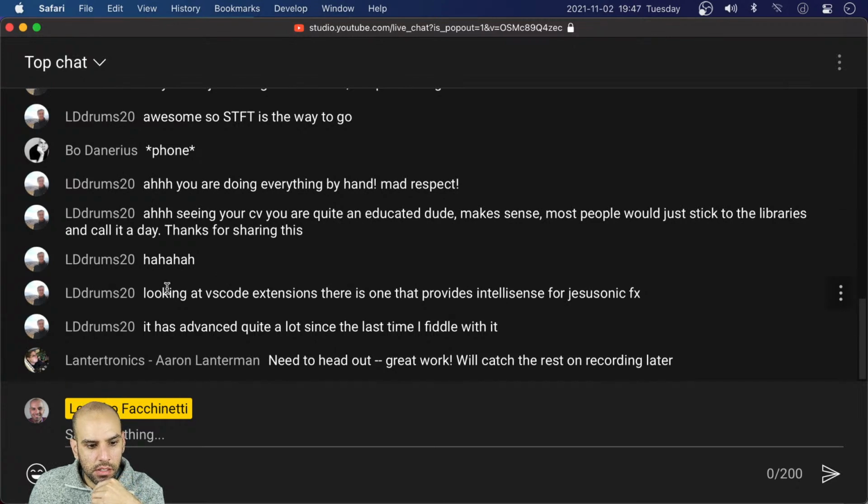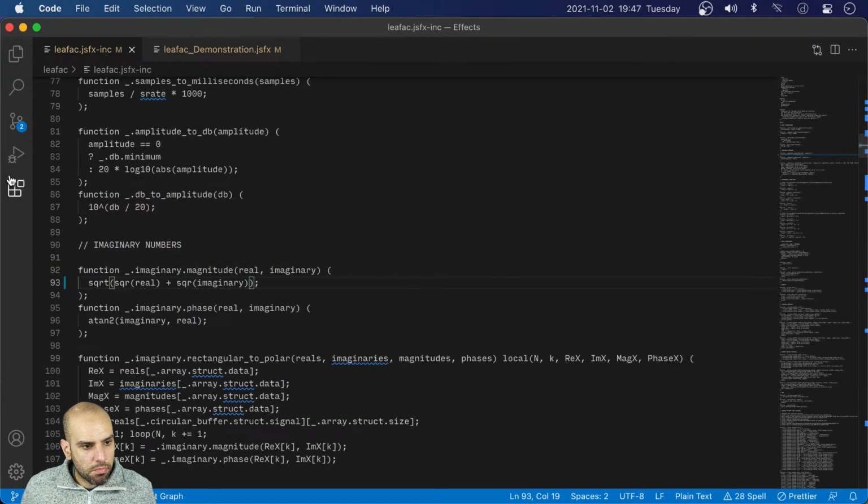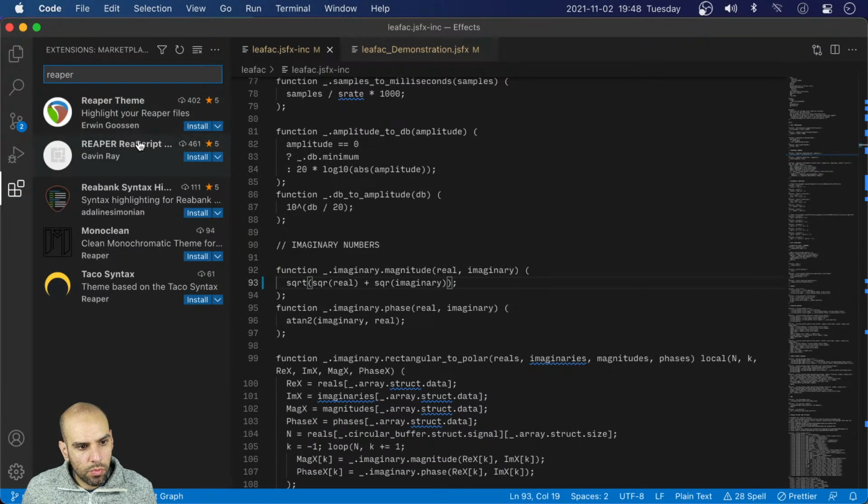Looking at VS Code extensions, there is one that provides IntelliSense for JS effects. It has advanced quite a lot since the last time I fiddled with it. REAPER script, I don't know. Which extension is that?